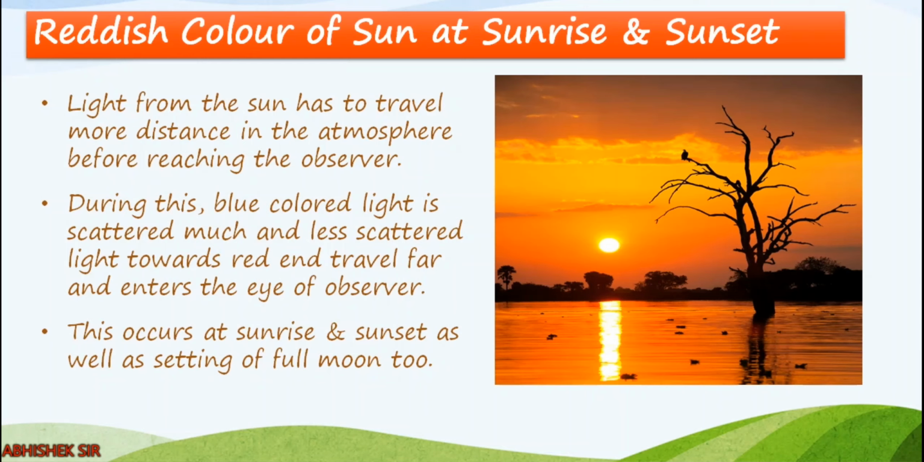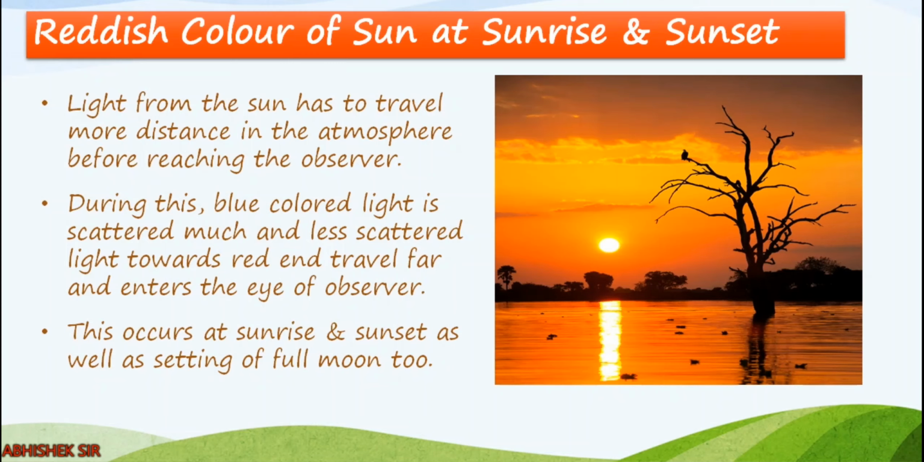Why am I telling this? When the sun is overhead, the light has to travel a shorter distance, right? So in that case, less blue color is scattered, and at that time, in the afternoon, the sun does not appear reddish. Less blue color is scattered. That is why we can see it as white or pale yellow, right?